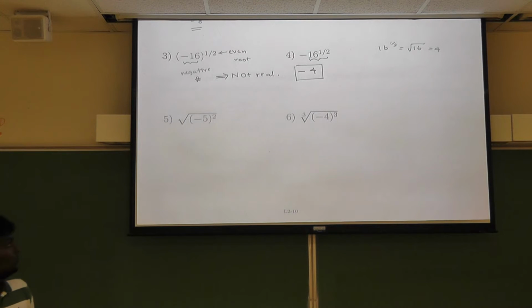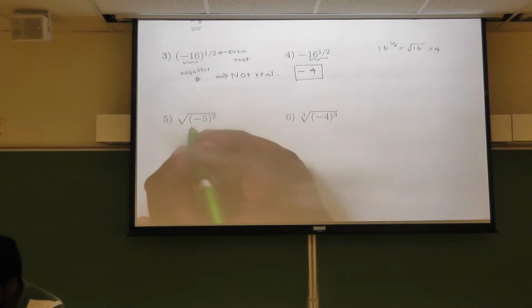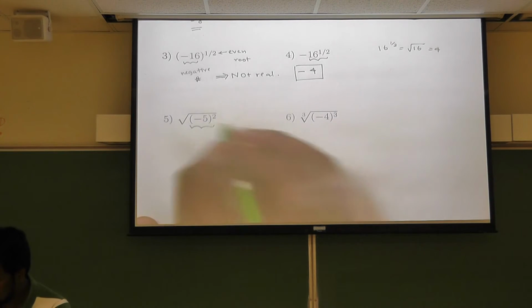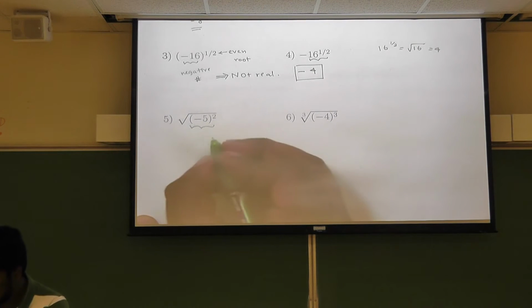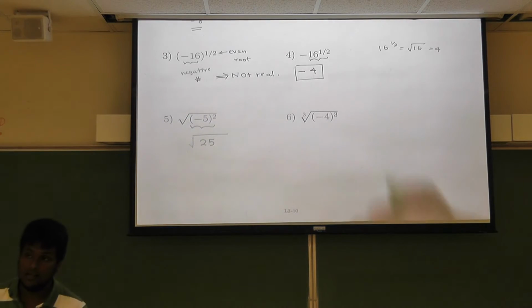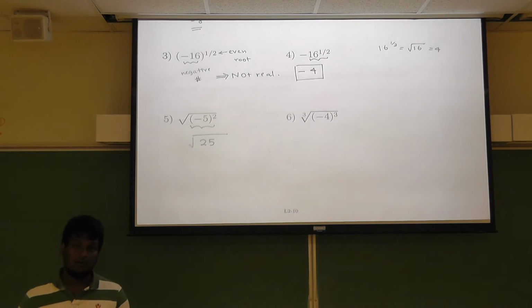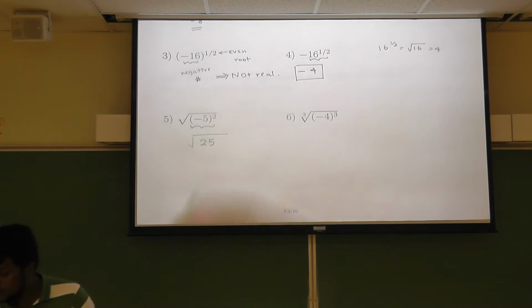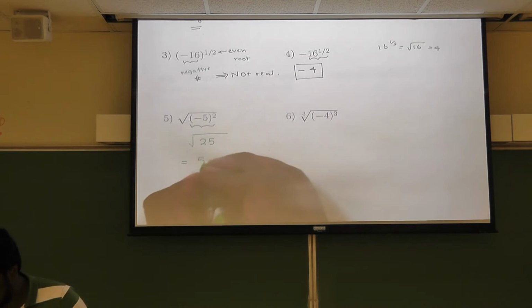Now, the next one. Here again we see a square root, and you see something negative inside. So is it a square root of a negative number? Let's see. You have negative 5 squared, which is negative 5 times negative 5, which is plus 25. So we are looking for the square root of 25. As I mentioned in class, when I say square root, it should be the positive value, the principal square root. So this one is just 5.